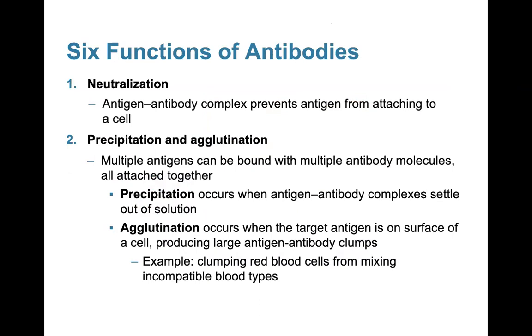So what are the 6 functions of antibodies? Why are they important? Well, they neutralize. This is an antigen-antibody complex that prevents the antigen from attaching to a cell. They can precipitate or agglutinate. This is when multiple antigens can be bound with multiple antibody molecules, all attached together. Precipitation occurs when antigen-antibody complexes settle out of solution, and agglutination occurs when the target antigen is on the surface of the cell, producing large antigen-antibody clumps.